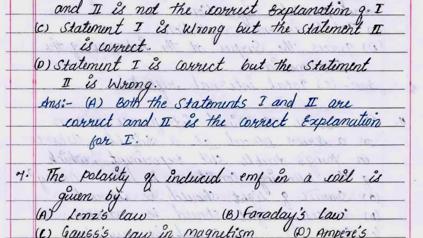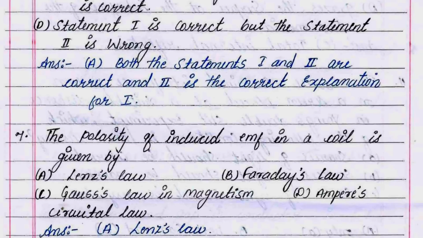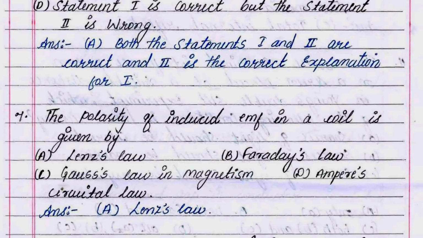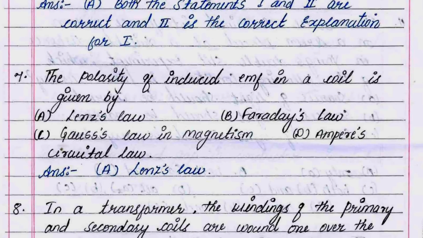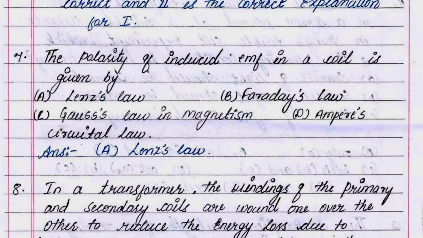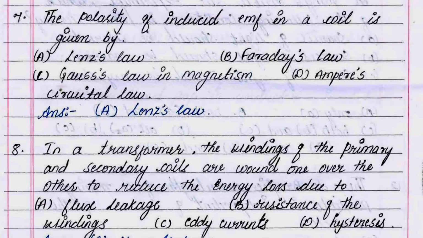Seventh, the polarity of induced EMF in a coil is given by A. Lenz's law, B. Faraday's law, C. Gauss law in magnetism, D. Ampere's circuit law, and the answer is A. Lenz's law.